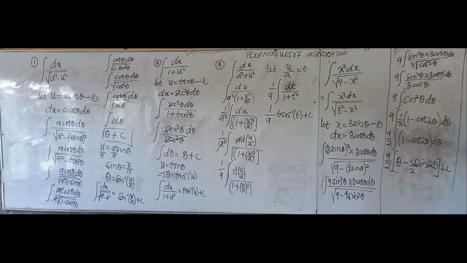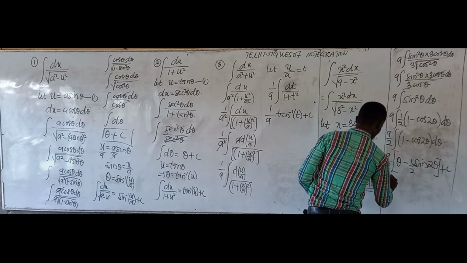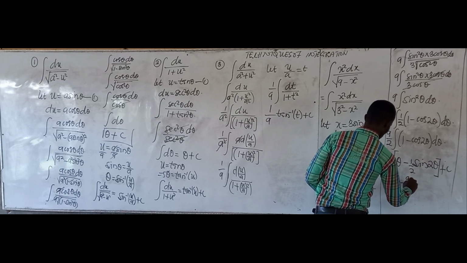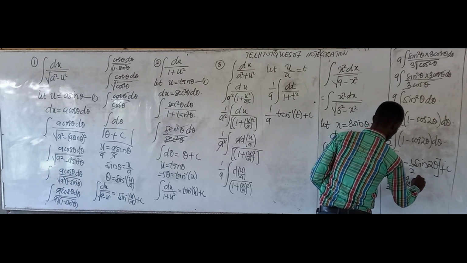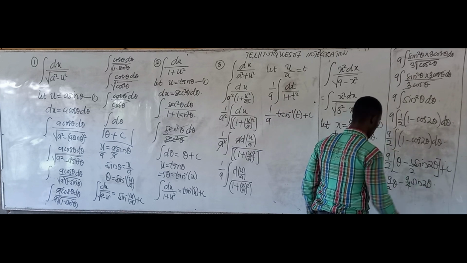If you differentiate sine 2 theta, you get 2 cos 2 theta, and these 2s will cancel, so you get back the same thing. So we have 9 over 2 theta minus 9 over 4 sine 2 theta plus c.